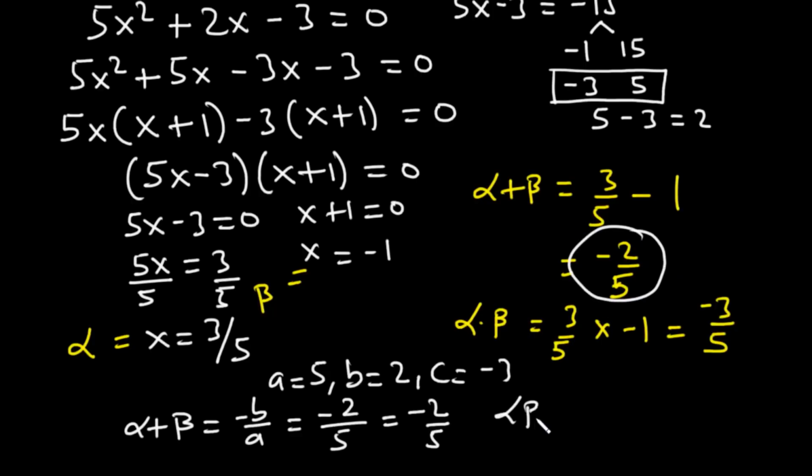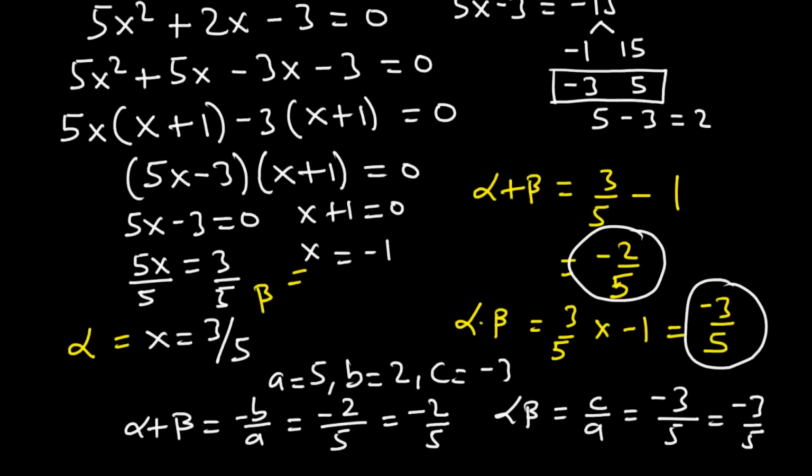And then alpha beta, which is the product of roots, is equal to c over a. And c is equal to negative 3. So we have negative 3 divided by a, which is 5. So that's equal to negative 3 over 5, which is the same as what we have here. So, given a quadratic equation with coefficients a, b, and c, we can find the sum of roots and the product of roots using a very simple method like what we have studied today.